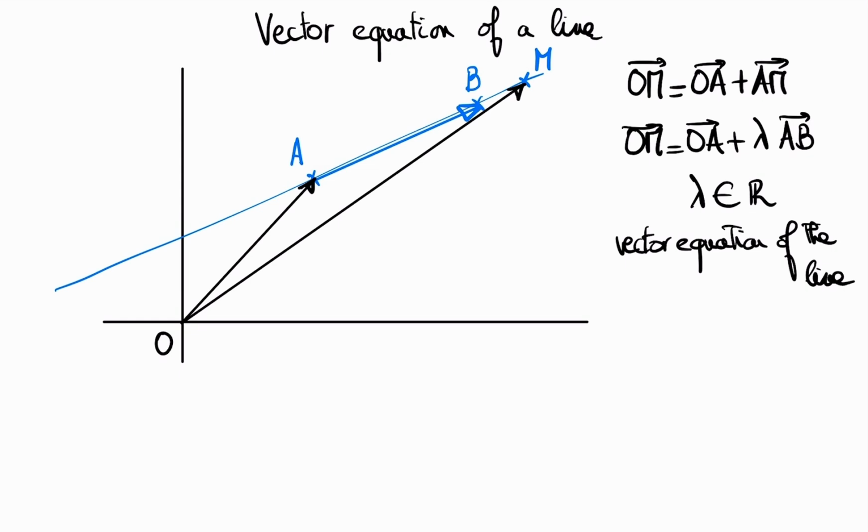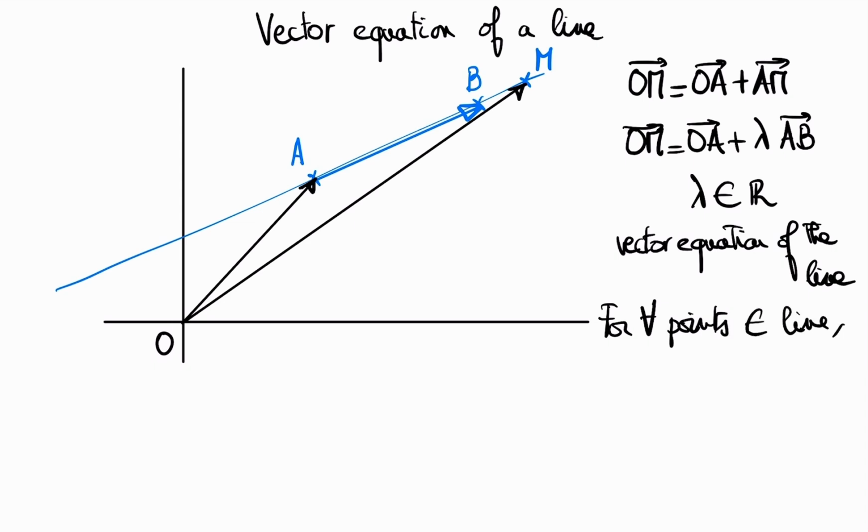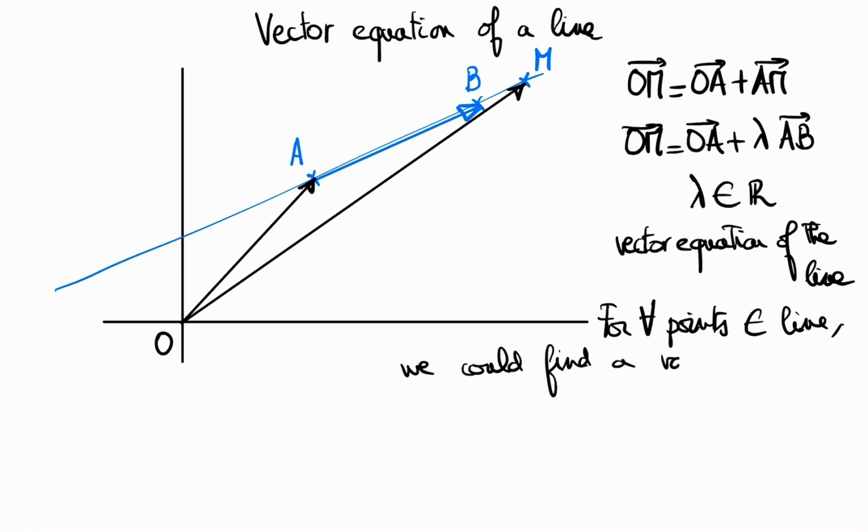Now for all points belonging to the line, we could find a value of lambda. Let's do an example.